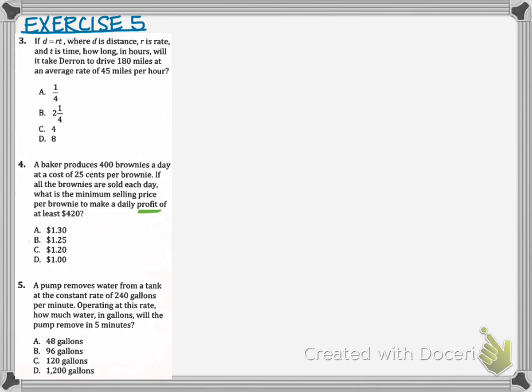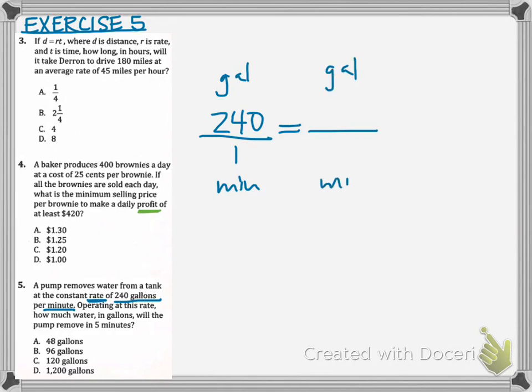Okay, the last problem, this is a rate problem. All of these are about rate in exercise 5. Lots of times, rates you can solve with proportions if you just look for similar units. So we have a pump that removes water from a tank at a constant rate of 240 gallons per 1 minute. So we can say 240 gallons per 1 minute. Okay? So let's set up the second side of our equation with gallons also per minute. It says operating at this same rate, how much water, which would be how many gallons, will the pump remove in 5 minutes? So this is what our proportion looks like.